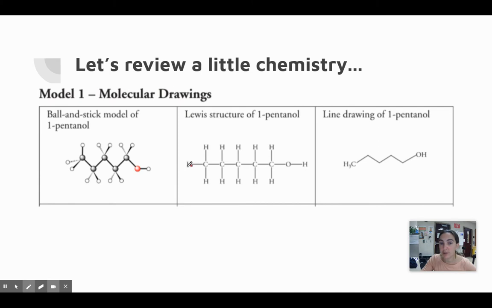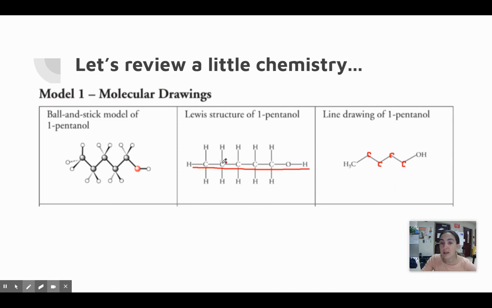In the Lewis structure, you can see that center line going from the hydrogen on the left all the way to the OH on the right is a big long chain of carbon atoms. In a line drawing, every place that the line bends, so right here at the corner and right here, represents a carbon. And so if you want, you can draw those in so that you can see the whole structure of that molecule.